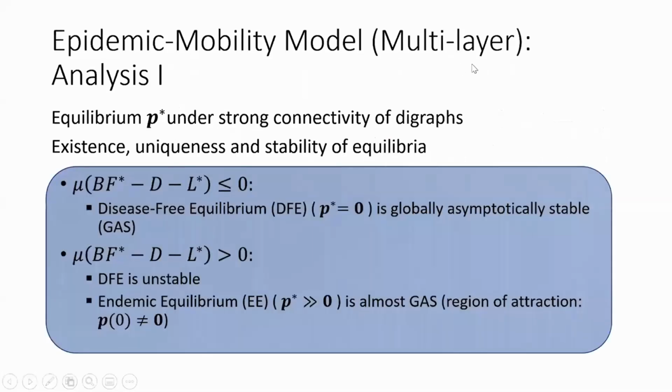We do rigorous analysis for our epidemic mobility model. First, we rigorously characterize existence, uniqueness, and stability of equilibria. What we find is that there exist two different equilibria. One is the disease-free equilibrium, and the other is the endemic equilibrium. We find parameter regimes under which each of these equilibria is stable.